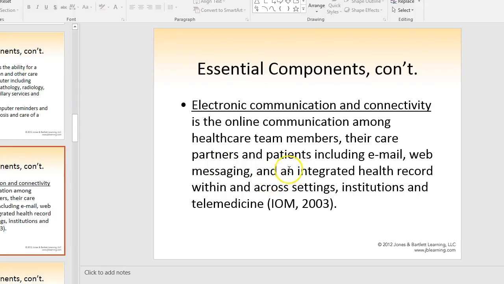Electronic communication and connectivity is the online communication among healthcare team members, their care partners, and patients, including email, web messaging, and an integrated health record within and across settings, institutions, and telemedicine. Okay, nothing is worse than when someone just recently went somewhere that doesn't use your program of EMR. And at some point, they're going to talk about connecting all the different EMR systems across software.